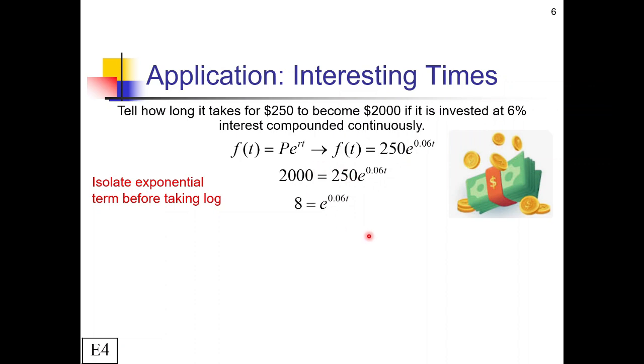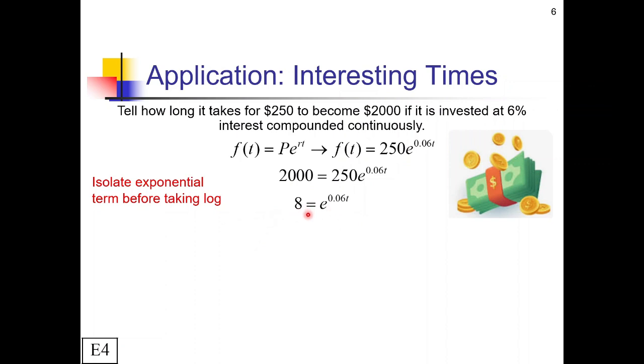Now you might wonder, well, what happens if you don't isolate that exponential term? Well, usually nothing good. The long and short of it is it just takes you a lot longer and it's a lot messier. If you took the log of this right side, for example, without getting rid of this 250, then you would have log of 250 plus log of e to all this stuff, which is a little bit more of a mess to deal with. In general, I like to do everything I possibly can before I mess around with logarithms.